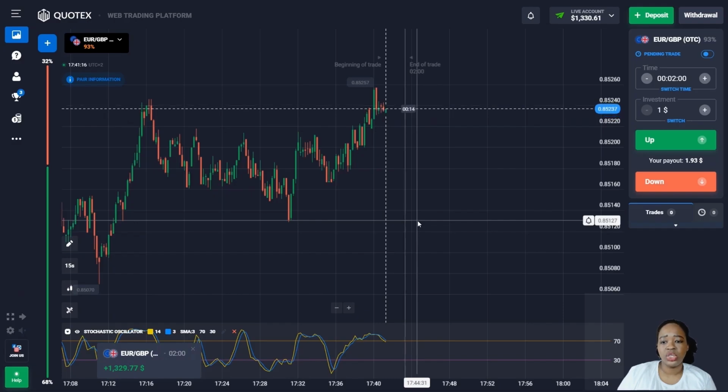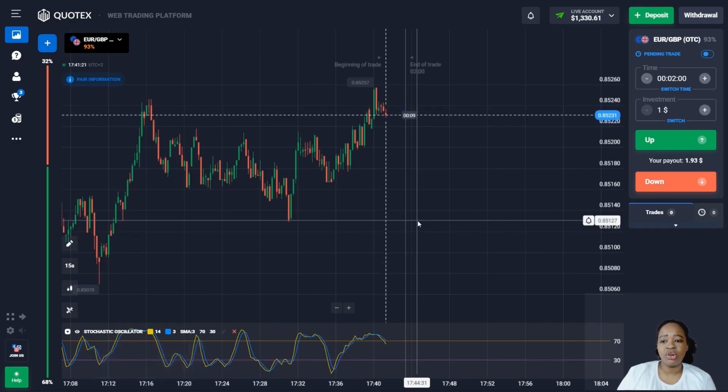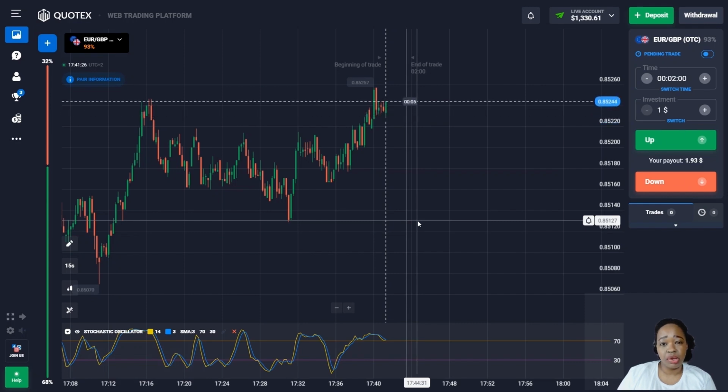This is pretty good. You can see the price continues to move up and I made very good profit here. Also, the indicator really gave me a very good entry point, and 2 minutes was enough time for this. Let me find my next entry point.